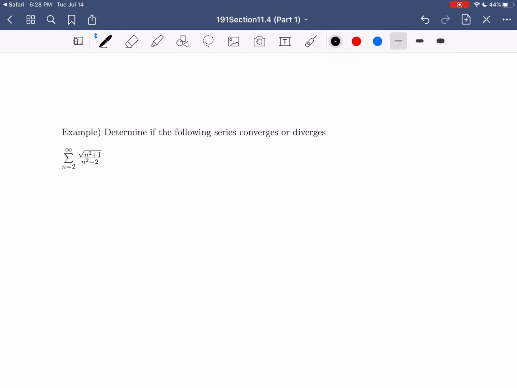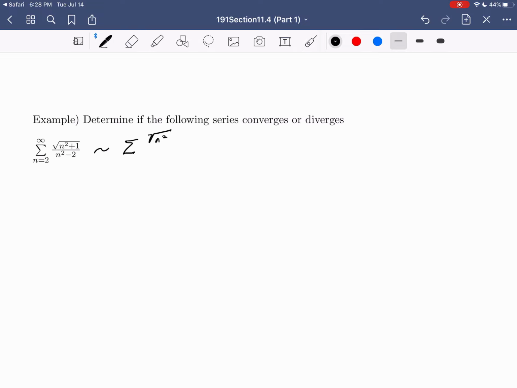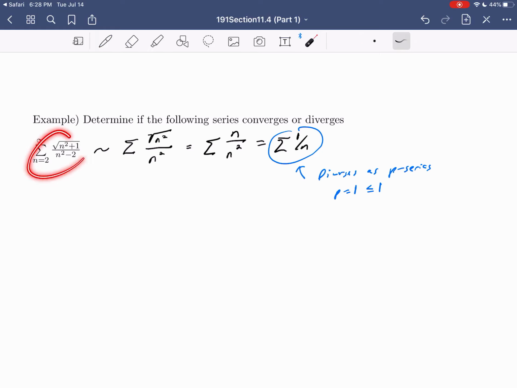So let's go ahead and think about what we would do here. We probably think that this is roughly the same as the square root of n squared, right? That plus 1 probably doesn't matter. And down bottom, probably also just n squared, because again, that minus 2 shouldn't matter. So that would be roughly the same as n over n squared, which would be the same as 1 over n. And of course, we know that this diverges as a p-series, because we have p equals 1, which is less than or equal to 1. So we expect that this thing is about the same as this, so we expect that this is going to diverge. To actually show that, we'll do our LCT.